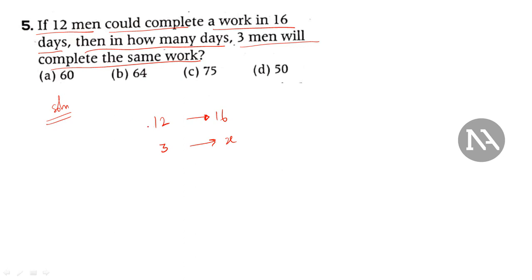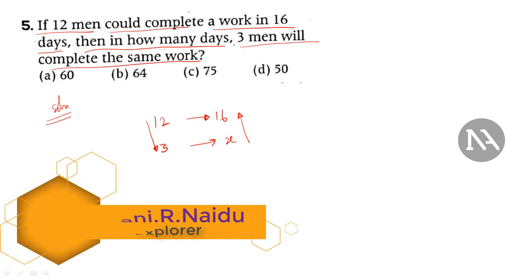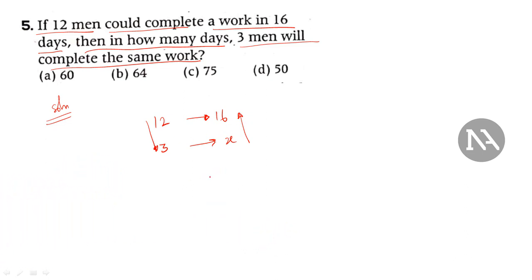Here the men are decreasing, so definitely the number of days will increase. If the number of men decreases, the time taken to complete the same work will increase. So it is inverse proportion, right? So how can we solve it? Here x is equal to, always keep it in mind, I already told you the formula, men into number of days, in direct multiplication.